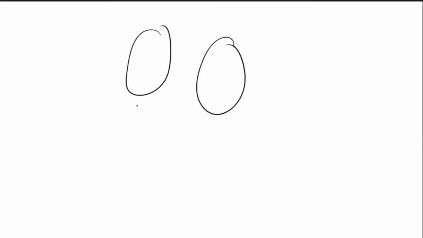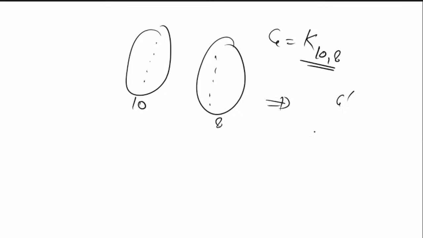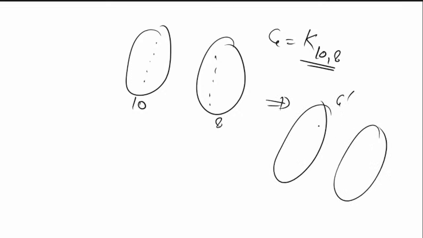Now in the GATE exam, they can ask you some tricky questions. Like this: assume you have a complete bipartite graph G with 10 vertices here and 8 vertices here. So this G is the complete bipartite graph K10,8. Now from this G, they will make G dash. In this G dash, they will add an edge in this partition.